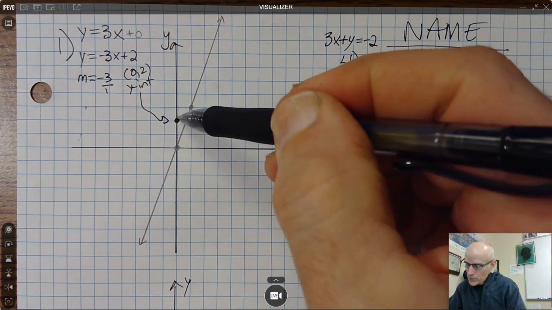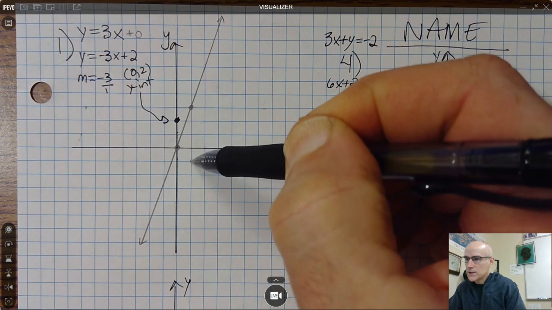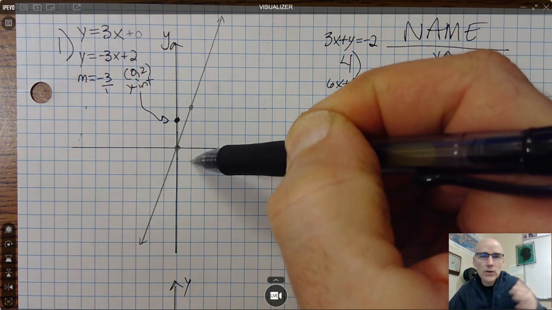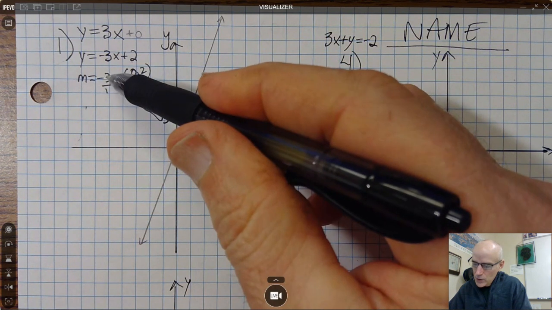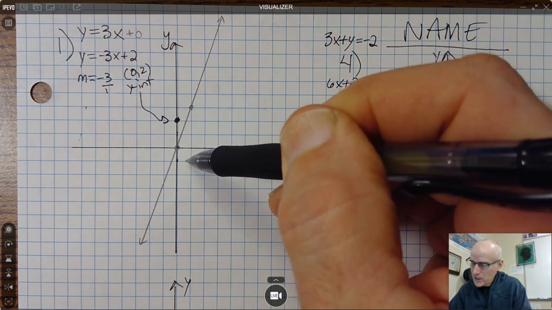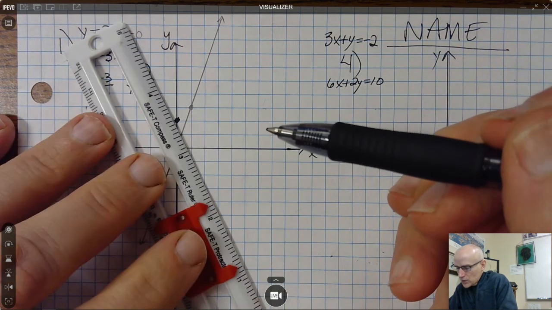So I'm going to go down 3, 1, 2, 3, and then I've got to go right 1 because only one of the two, like the rise or the run, needs to be negative. I happen to put the negative up in the numerator, so I'm making the rise down 3, then the run is +1 to find my second point. You're going to connect those two together.